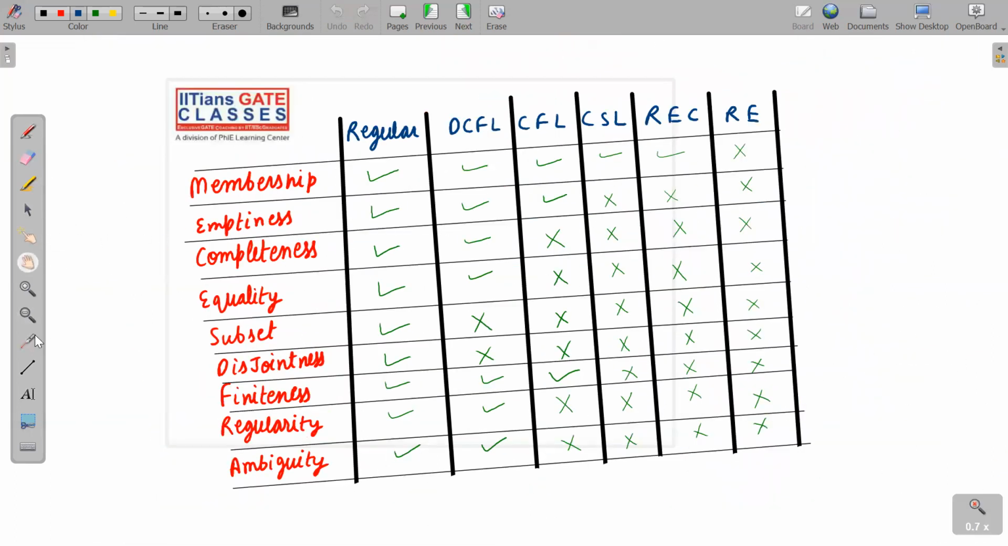If you are feeling uncomfortable, then I am giving you a small hint. For regular, each and every problem will be decidable. For DCFL, these four are decidable. Subset is undecidable. Disjointness is undecidable, but the rest are decidable. For CFL, membership is decidable, emptiness is decidable, and finiteness is decidable. The rest are all undecidable. And just try to recall the proof. For emptiness, it is decidable because of useless and useful symbols, and finiteness also. I have given you a small hint.